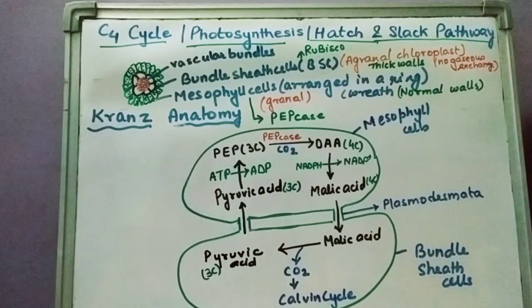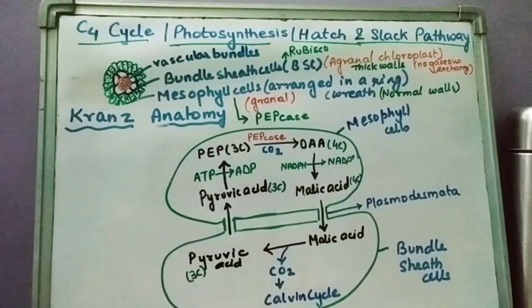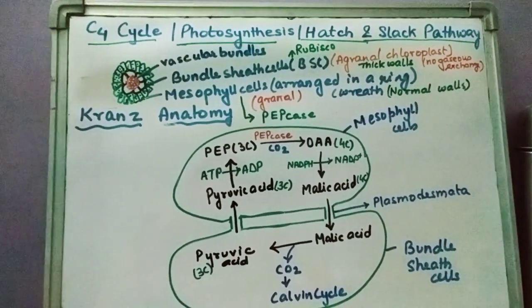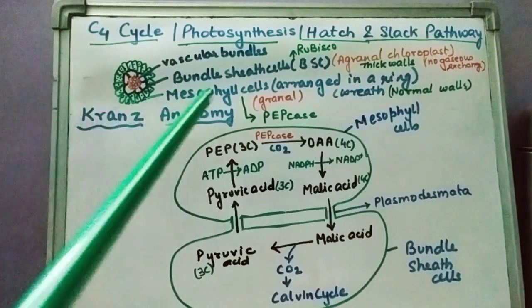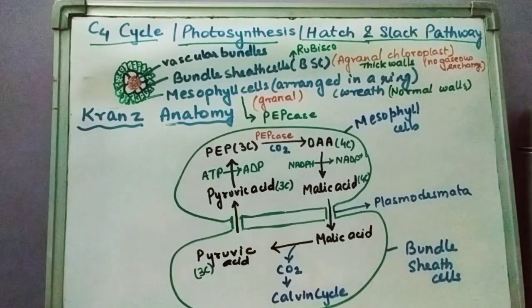Now what happens in the C4 cycle? The plant which shows this cycle has a few characteristic features, as two cells go through this process. One is bundle sheath cells, another is mesophyll cells. First of all, bundle sheath cells have agranal chloroplast. What is the meaning of that? Agranal chloroplast means they have chloroplast but there is no grana in it. Remember, no grana present in bundle sheath cells, whereas mesophyll cells have granal chloroplast, that means grana is present.